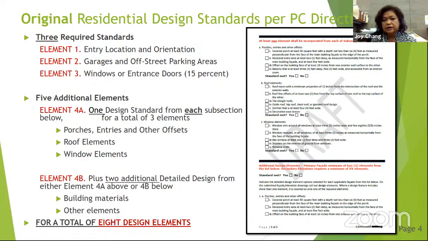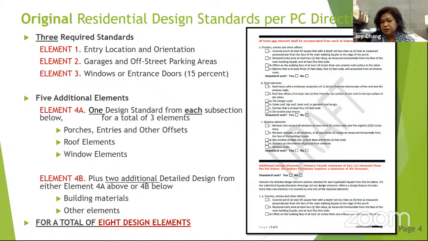The first element is entry location and orientation. The second element is garages and off-street parking areas. And the third is windows or entrance doors. So just keep that in mind that all these 3 elements are going to be required for both options. This original one is asking for 5 additional elements, very specific one standard from each of the subsection.